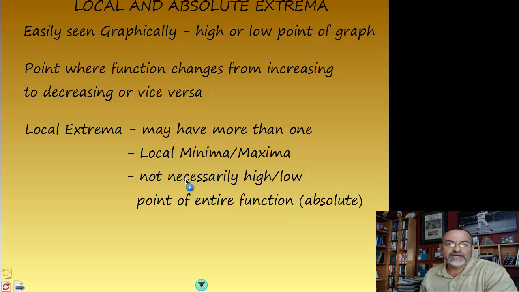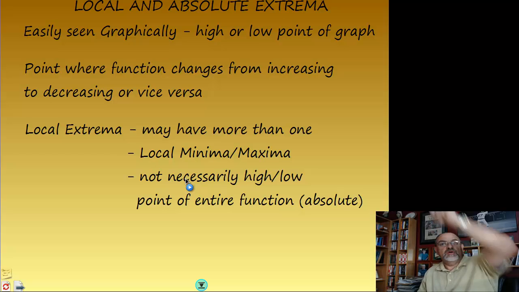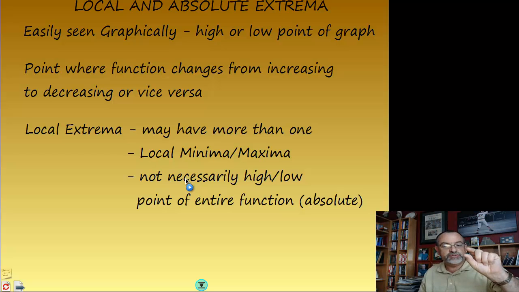Now, the local max or local min may not be the high point or low point of the entire graph. That would be the absolute max or min, because the graph may go up and then down and then go up after this. So it has a local extrema or a local max, but it's not the maximum of the entire function. I'll take a look at a couple of examples here and I'll show you that.